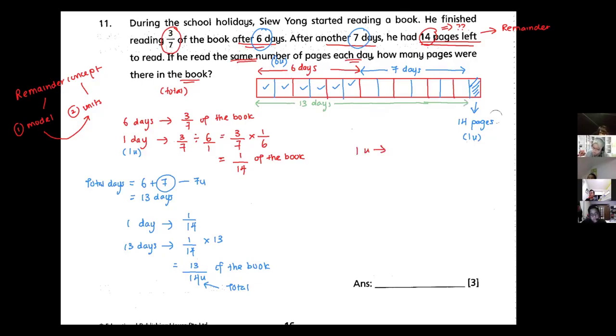So 1 unit is 14 pages. Now I want to know how many are there in the whole book, means everything. If you know the whole model, you have 14 units, means I have 14 days. Okay, 14 units is what I want to find. 14 units is 14 times 14, which equals 196 pages. And that's the answer. Okay.